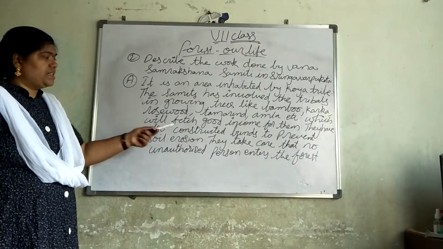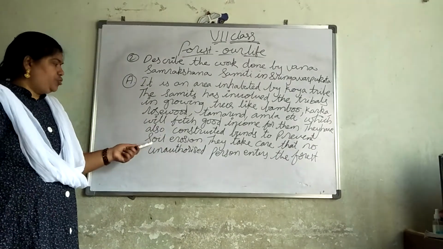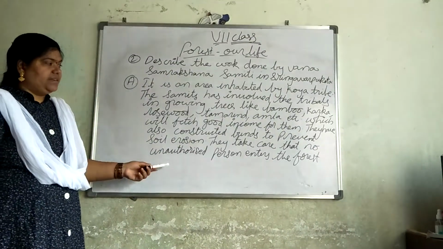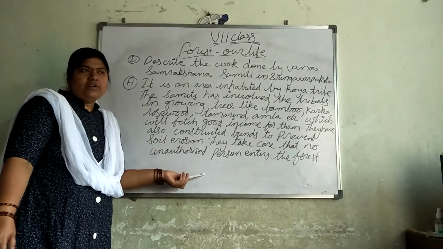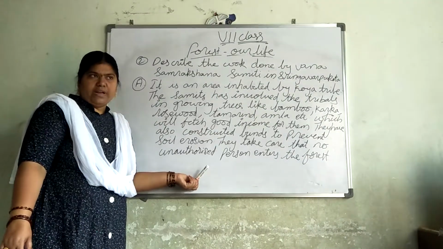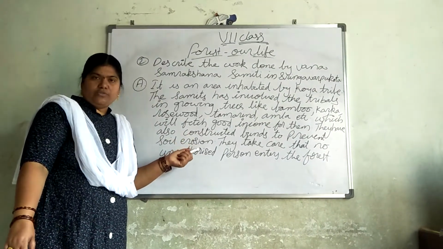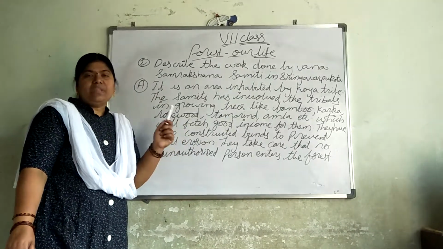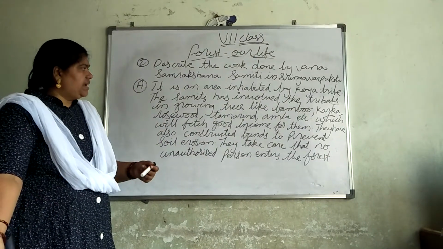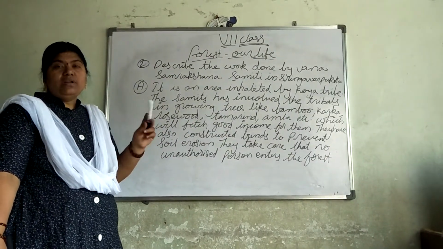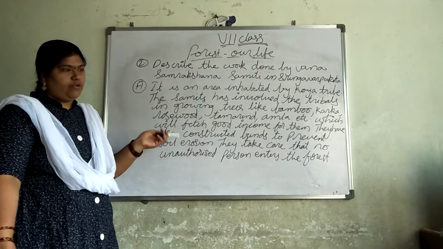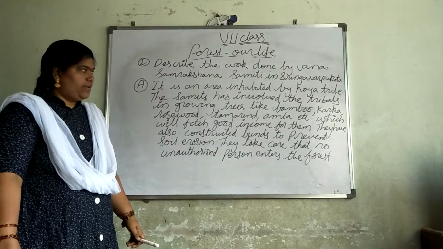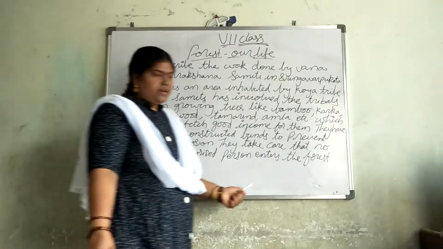They have also constructed bunds. For what purpose? To prevent soil erosion. They take care that no unauthorized person enters the forest, meaning those who are not related to the forest, they will not allow. Because of this, soil erosion will not take place. And because of bamboo, karaka, rosewood, tamarind and amla, they will have income if they sell that. Only the tribal people who live in the forest are involved in this. And all these things were done by the Vana Samrakshana Samiti people. Got the point? Let us go for the next one.